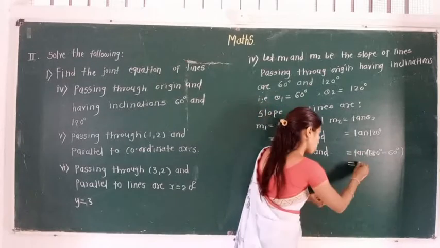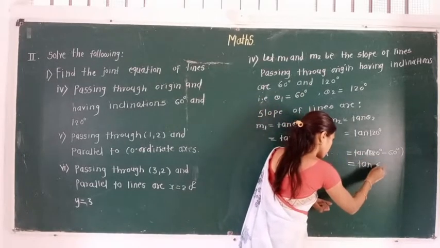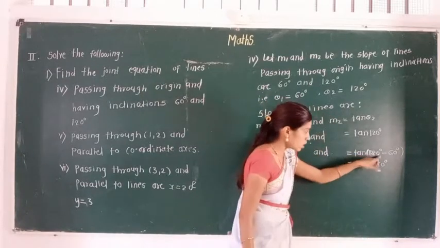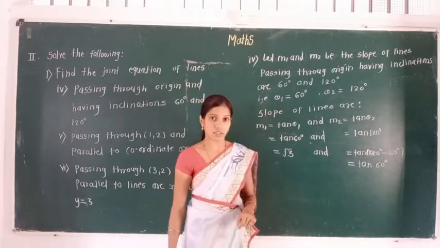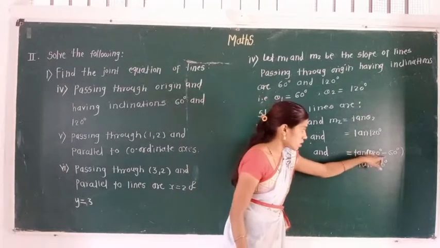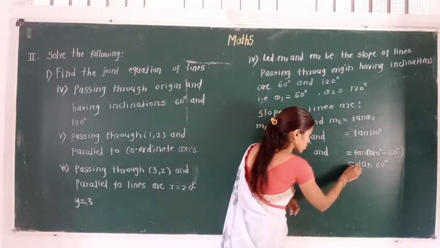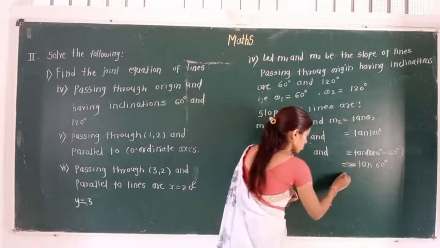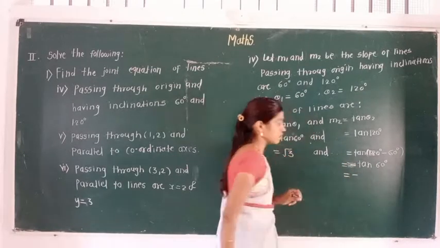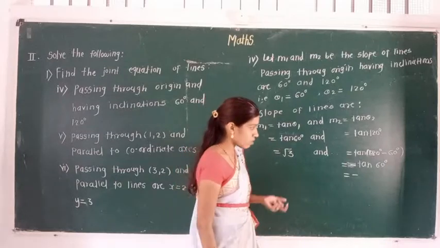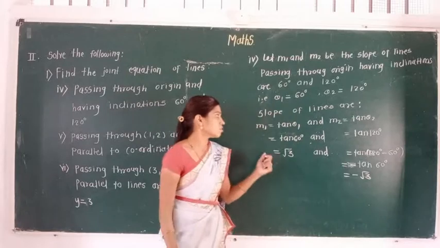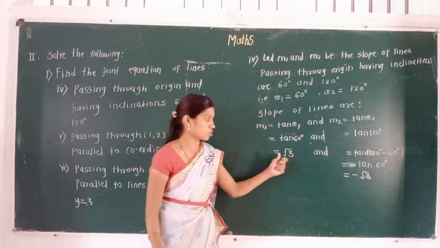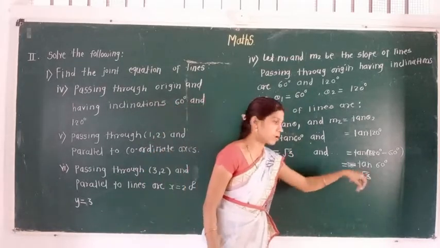So take tan trigonometry as it is, tan of 60 degrees. But 180 minus theta lies in the second quadrant, and we know that in the second quadrant tan is negative. So write here minus tan of 60. We know the value of tan 60 is √3. So we get the slope of the first line as √3 and the slope of the second line as minus √3.